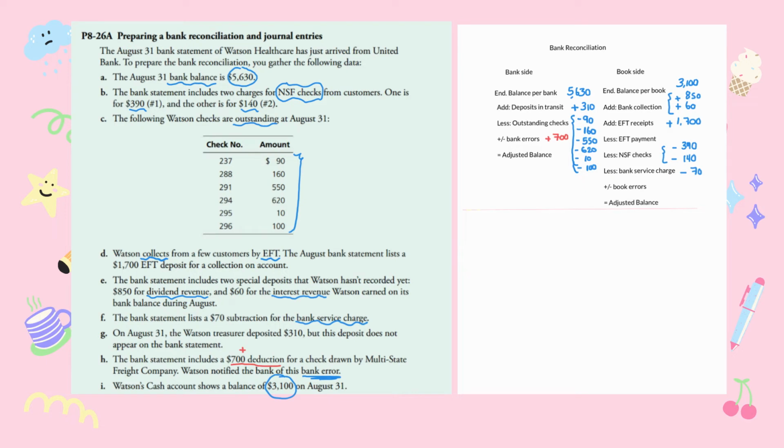Okay, now let's find the adjusted balance per bank and per book. So in this question, I didn't have any EFT payment or book error. So it's 5,110 and it's equal under bank and under book. So this is the first requirement for this question, to prepare the bank reconciliation. The second requirement is to journalize the adjustments made in the book side only.